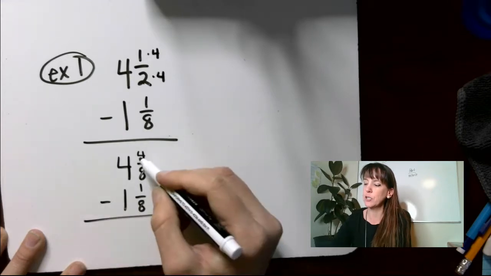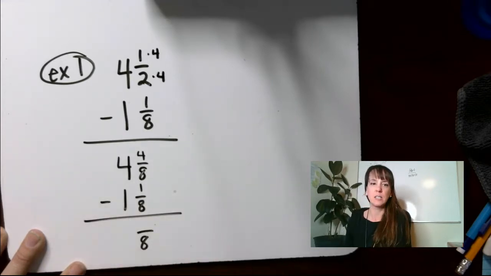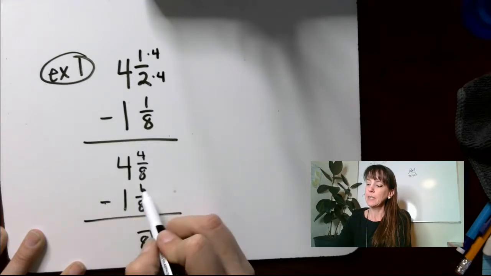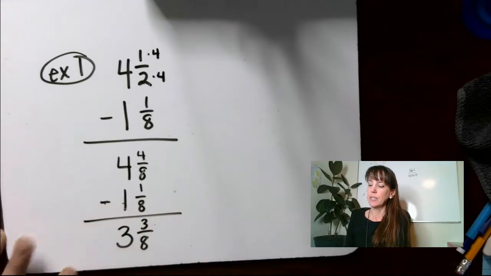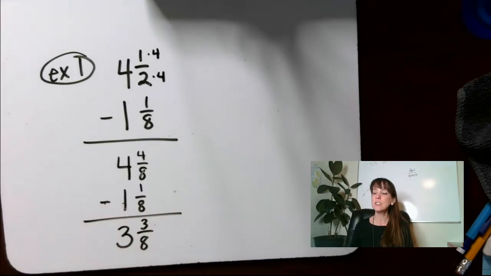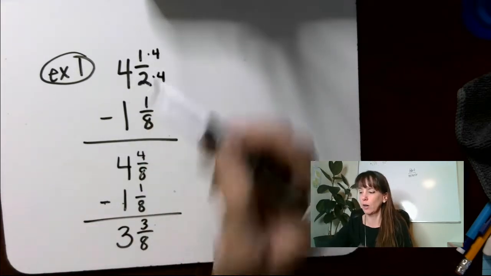Let's deal with just that fraction bit first. That's going to be a denominator of 8. 4 minus 1 is 3, and then 4 minus 1 is 3. So 3 and 3/8.